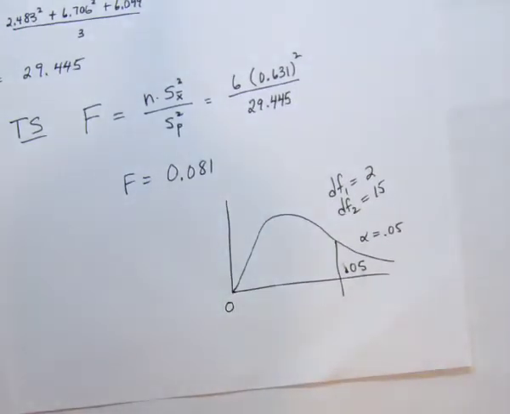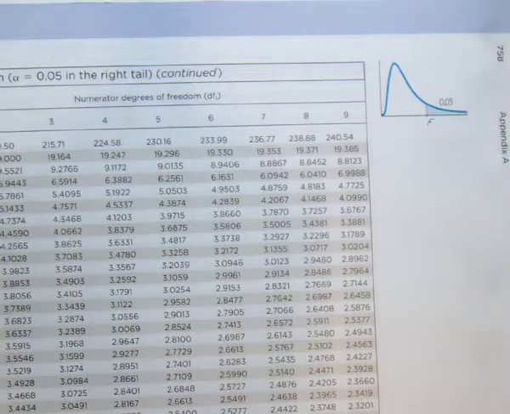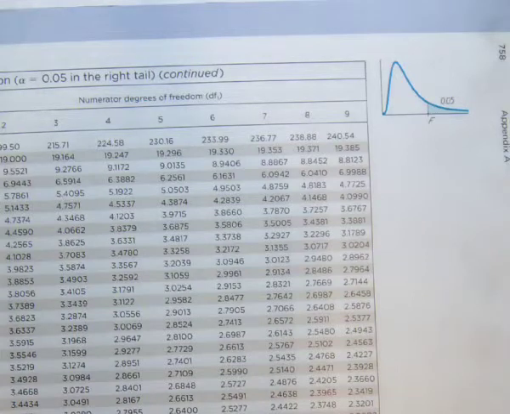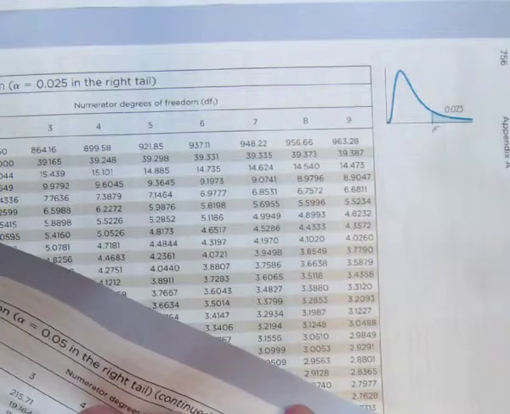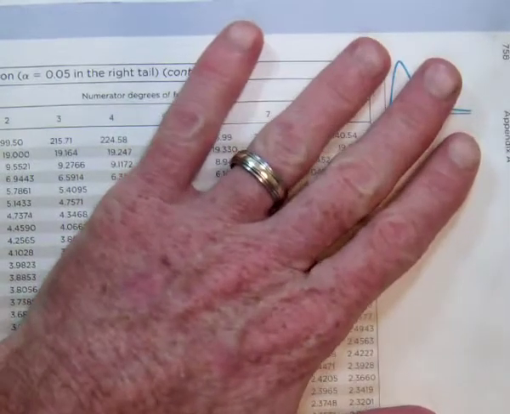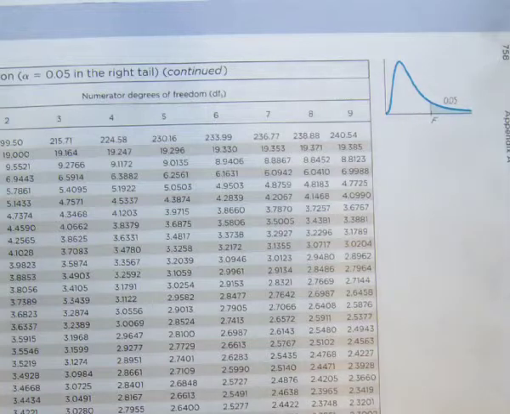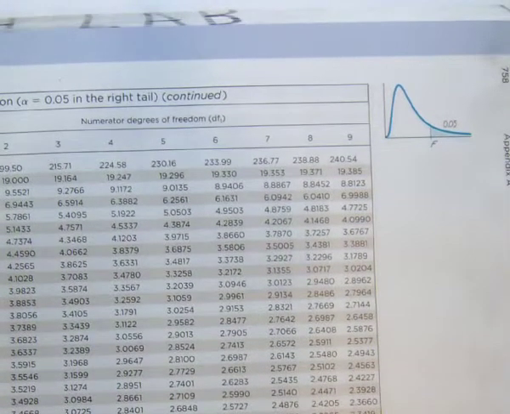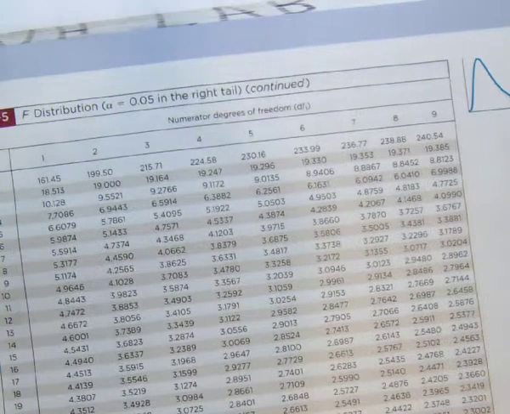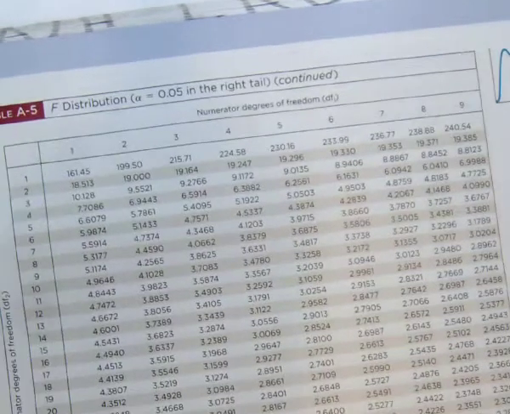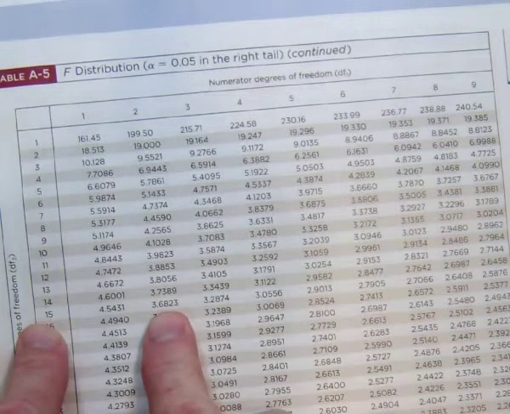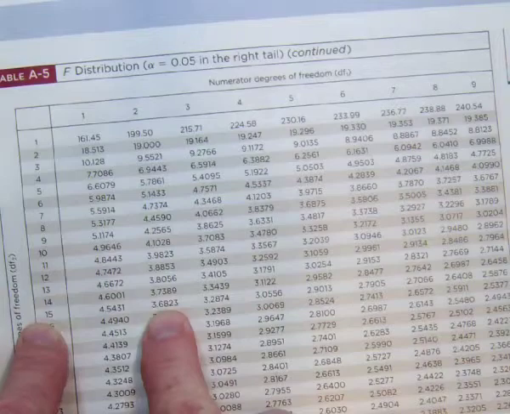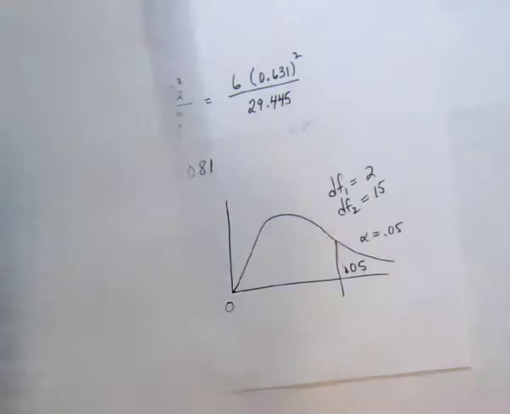And then you may remember the F distribution looks like this. This is in the back of my textbook. There's only two choices, that it's 0.05 or it's 0.025. Ours is right tail only, so it's 0.05. And we need degrees of freedom. The first one was a 2, and the other one was a 15. So here's the 2, and here's the 15. 3.6823.